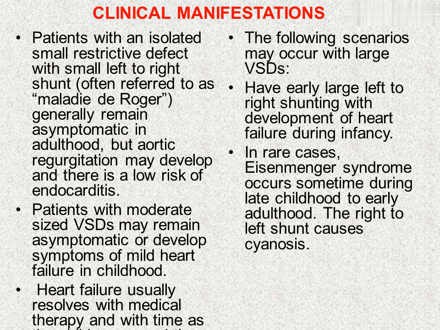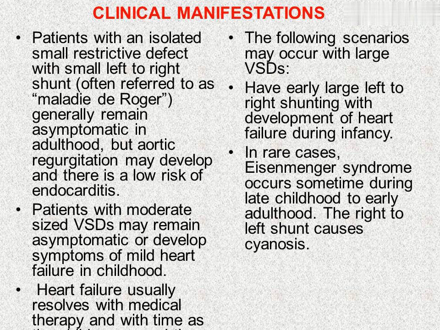Clinical manifestations. Patients with an isolated small restrictive defect with small left-to-right shunt, often referred to as maladie de Roger, generally remain asymptomatic in adulthood, but aortic regurgitation may develop and there is a low risk of endocarditis. Patients with moderate-sized VSDs may remain asymptomatic or develop symptoms of mild heart failure in childhood. Heart failure usually resolves with medical therapy and with time as the child grows and the VSD gets smaller in absolute and/or relative terms.